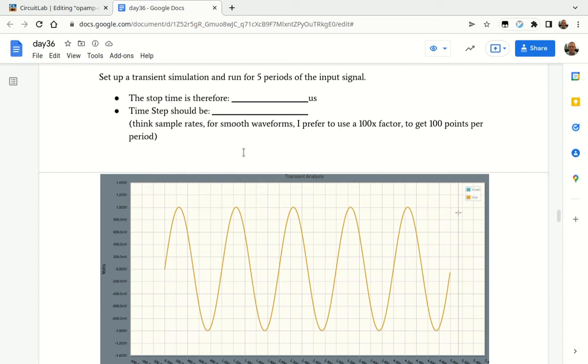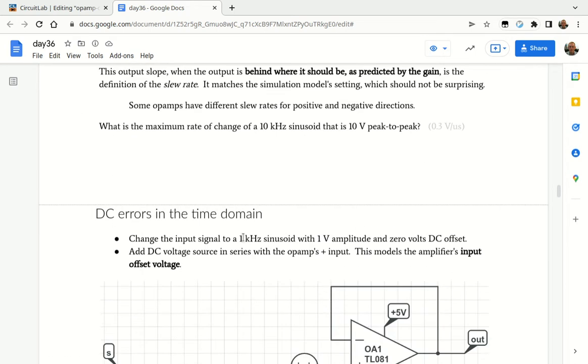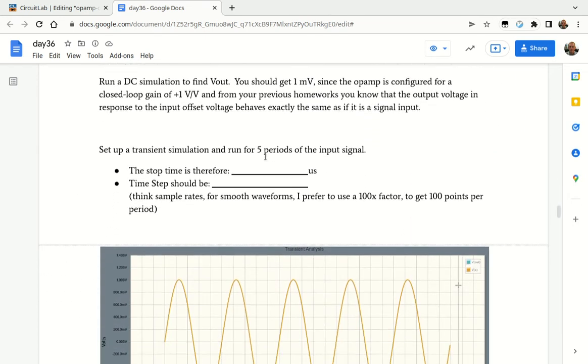Going to finish up from day 36. We left off having a sine wave, 1 kilohertz, and what was it? 1 kilohertz, 1 volt amplitude, 0 DC offset. We simulated this, ran it for 5 periods. The stop time should be, this says microseconds, but it should be 5 milliseconds.